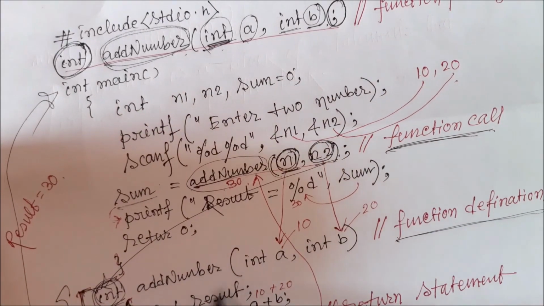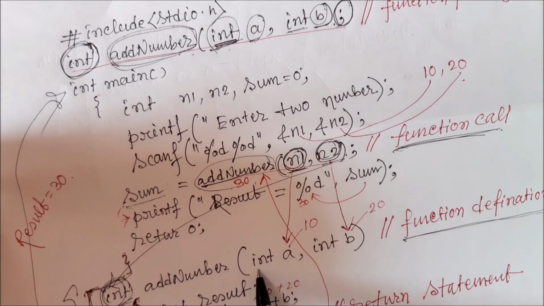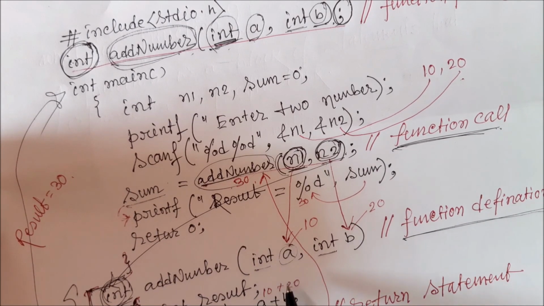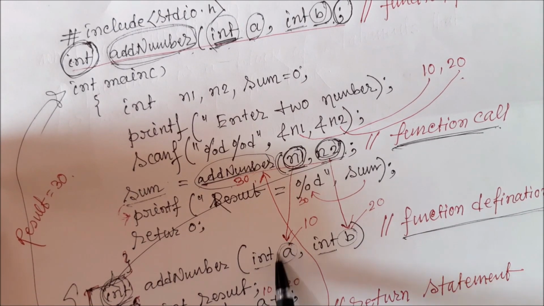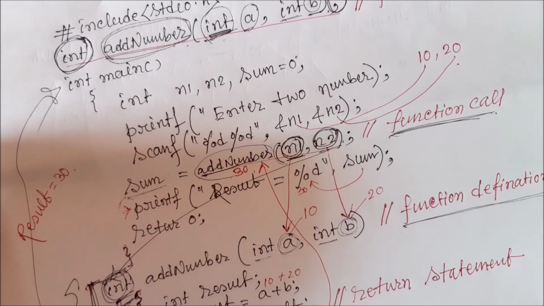Look at this here, add number is the function name, and we have passed two arguments. One argument is integer type, and the other argument is also integer type. The name of the first argument is A and the second argument is B. So, the first variable name is A and the second variable name is B, and that is all about the function definition.